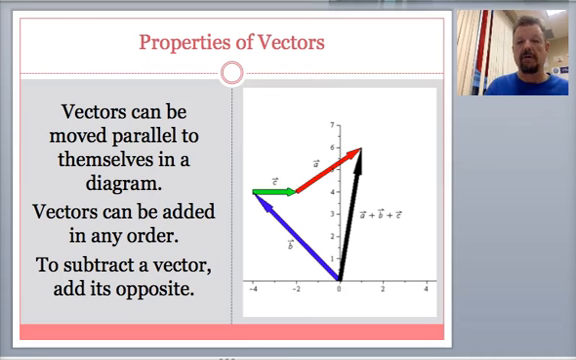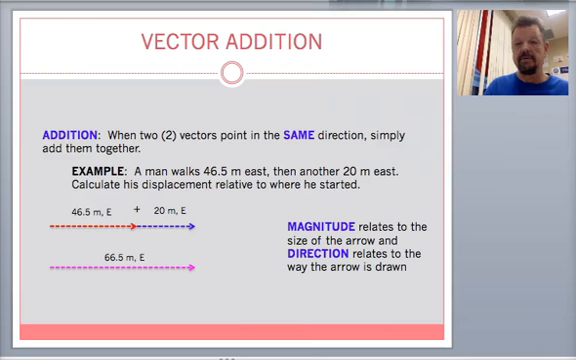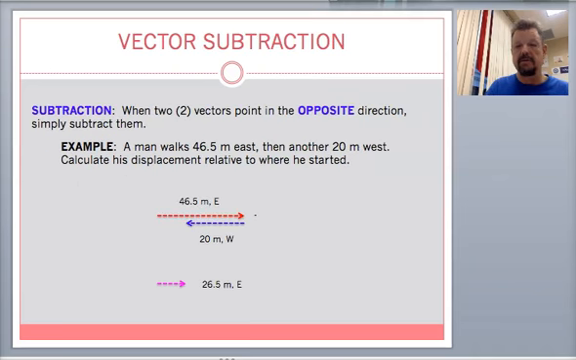Vectors can be moved parallel to themselves in a diagram. Vectors can be added in any order. To subtract a vector, add its opposite. For example, if you add two vectors that are in the same direction, you simply add them together. A man walks 46.5 meters east, then another 20 meters east. The total is 66.5 meters east.